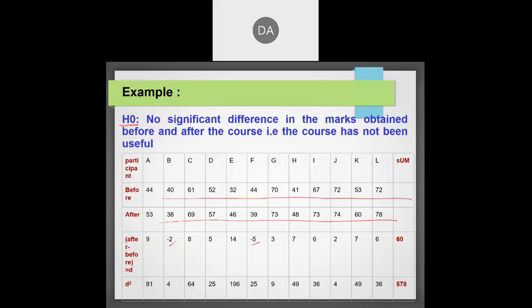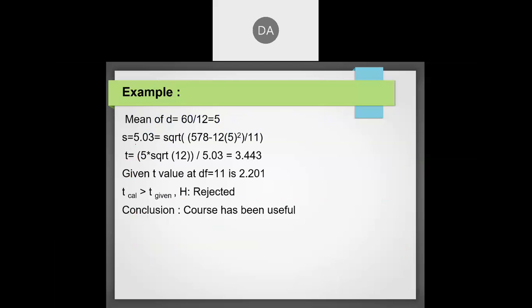So you calculate this D, find the sum of D, the mean of D, and find D square also, and put the values in this given formula, which will give you the value of T, which in this case is 3.4, and the given table value is 2.201. So your calculated T value is greater than the table value. So what is the conclusion? H0 is rejected. What was H0? H0 was that the course is not useful. So rejecting H0 means the course is useful.